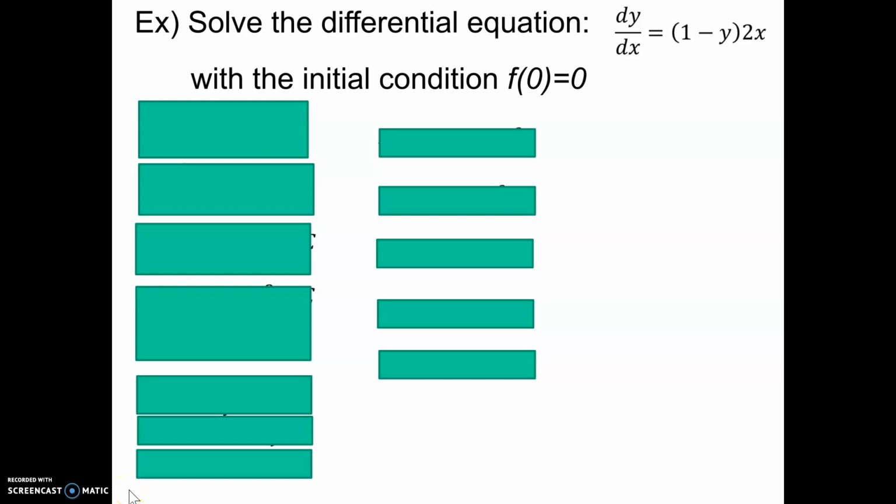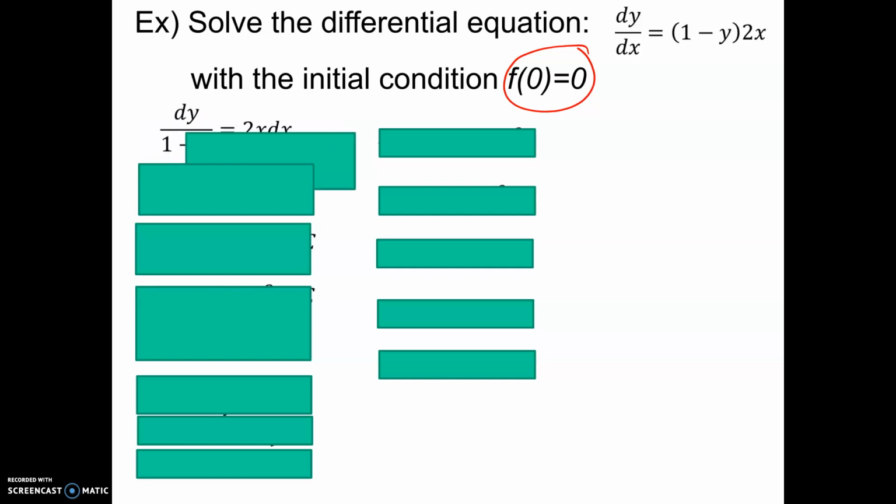All right, last example, differential equation. Notice the initial condition this time. F of 0 equals 0, so that doesn't tell you whether y is positive or negative in the equation. Okay, let's do this. Remember, 6 points on the AP exam free response.